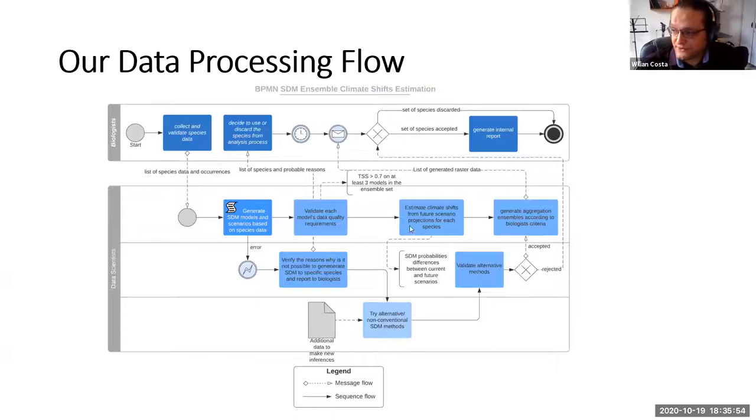And then the flow of processing continues, and for the final results, we estimate the climate shifts from future scenarios for each species, and then we combine this information in an ensemble, and then we generate the lists and the maps to be aggregated and analyzed to obtain the interactions between these species.